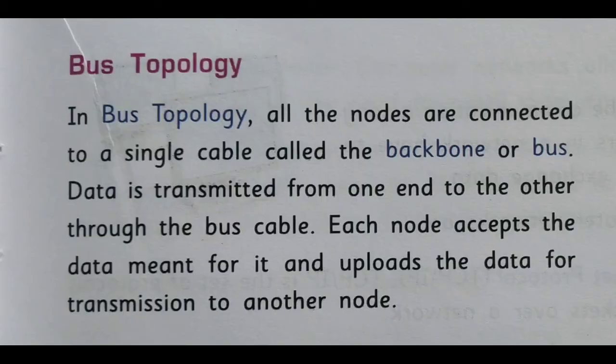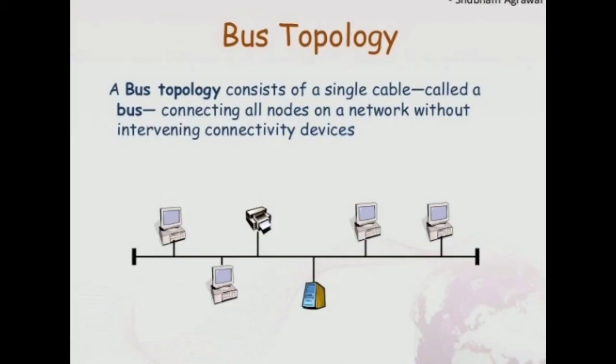So what is a bus topology? In bus topology, all the nodes are connected to a single cable called the backbone or bus. Data is transmitted from one end to the other through the bus cable. Each node accepts the data meant for it and uploads the data for transmission to another node. So this is an example of bus topology, how a single cable, called a bus, is connecting other connectivity devices.